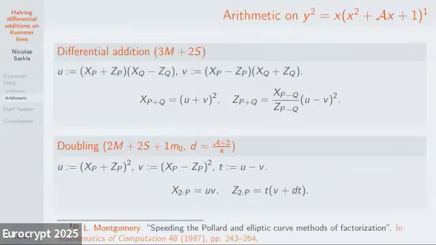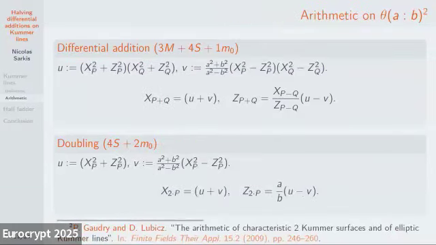And so why are we interested in this? Because we want efficient formulas. We need both formulas to do the scalar multiplication. For instance, if we compare to the theta model, the differential addition on the theta model is way slower than the differential addition on the Montgomery curve, but the doubling may be faster. So you have to find a kind of trade-off for what could be the best formulas to perform this scalar multiplication.